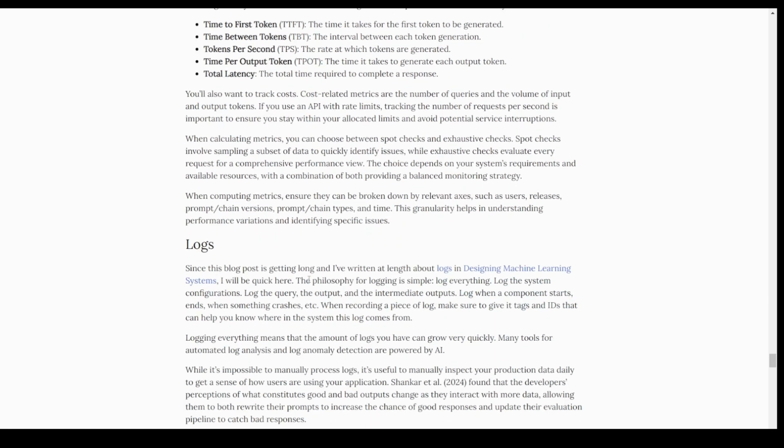Then what we have is logs. Logs are part of any software engineering application, and I won't go into much detail about these. I think everyone understands why logs are important.